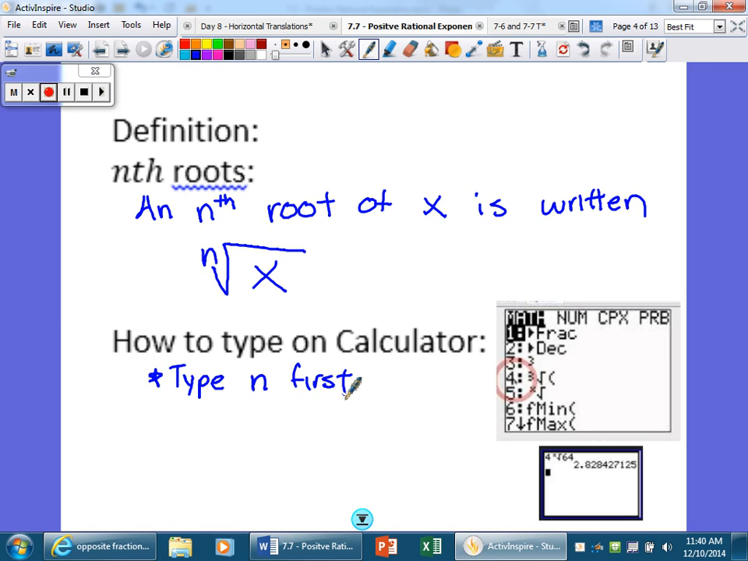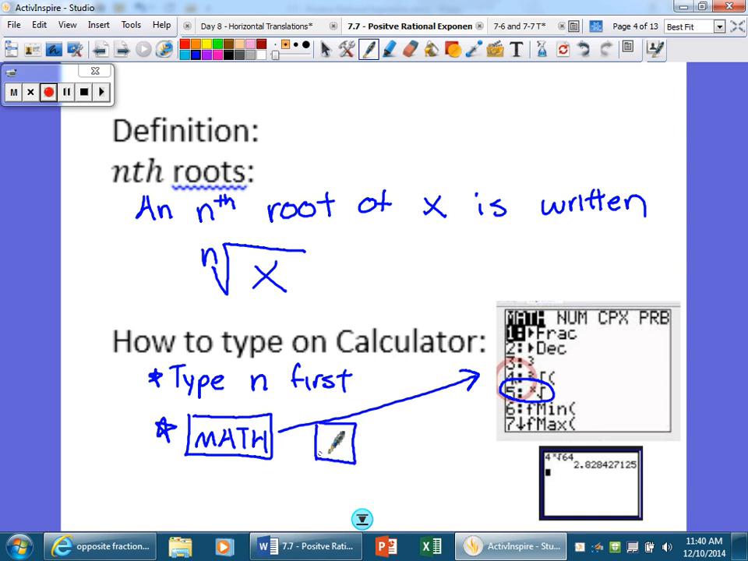And then you're going to hit the math button, as you'll see up here. This is an actual button on your calculator. It's over to the left. Okay, and then you're going to get this screen right here. The one that we are worried about is actually this one, number 5. So you're going to hit math, and then you're going to hit the number 5. And that's going to give you the x and then the root symbol.